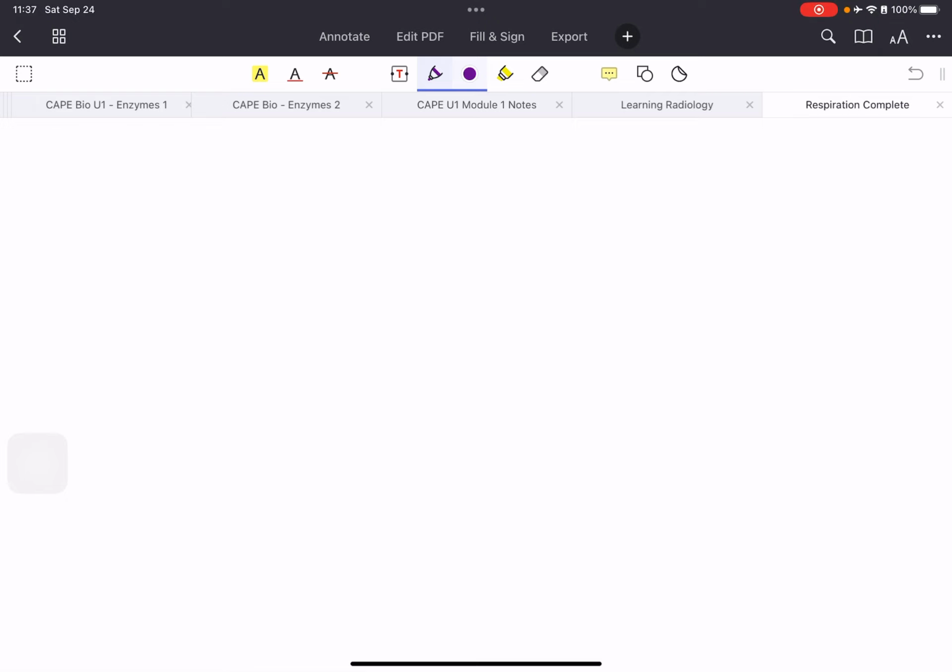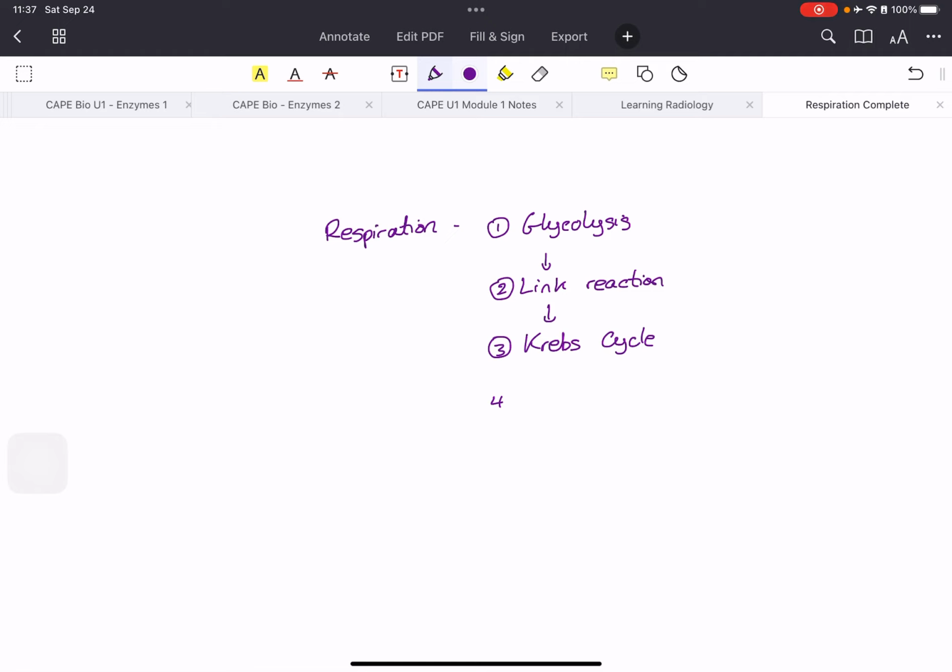We'll be going through the 4 main steps in respiration, which are first glycolysis, then the link reaction, which is not essentially a big part of it, but is a very important part. Then we'll be going through the Krebs cycle, and finally we have the electron transport chain.